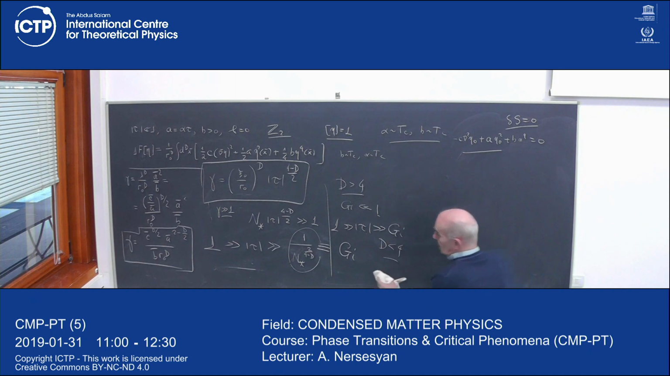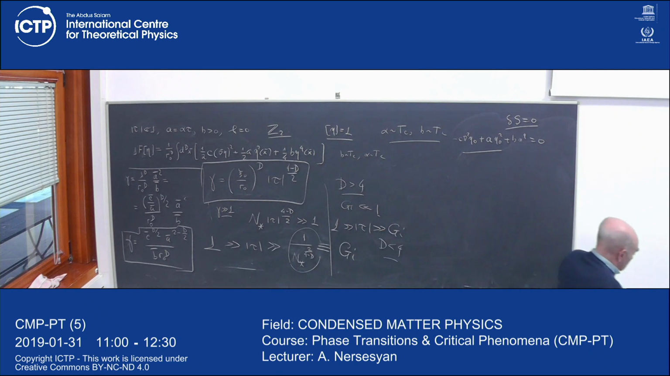So d equals 4. Therefore, this whole derivation gives us a clue that indeed the larger the dimension, the better the theory works. The boundary turns out to be 4. This is a kind of theoretical prediction.